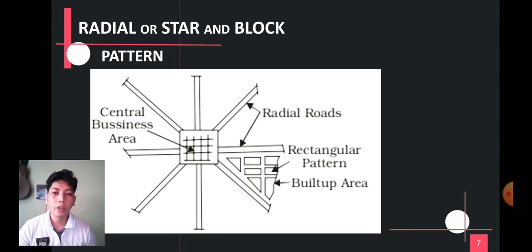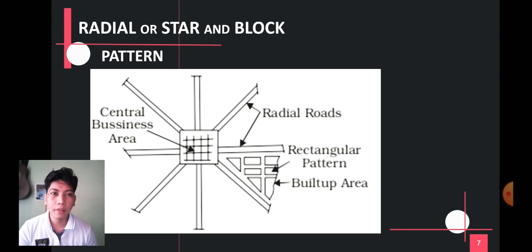A radial network of roads radiate from the center outwardly with a block pattern network of roads in between the radial main streets. So at the center of this radial block pattern, we could say the central business area, where it is considered to be the focal point. And the radial roads are the lines that are interconnected within the central business area.